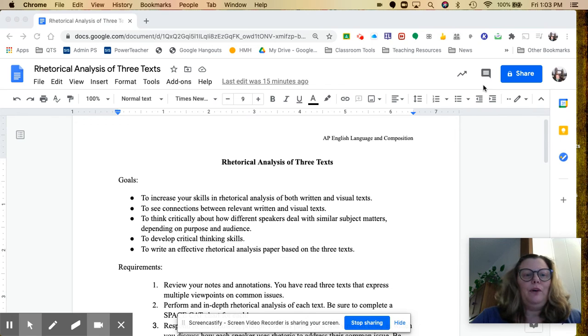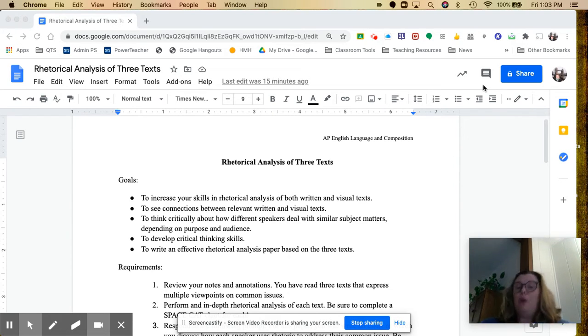Good morning, everyone. This is a quick overview of the paper you will be writing this week, which is the rhetorical analysis of three texts. Now, the texts that you're going to be looking at are the three that you've read in the past week and a half. So March, the graphic novel, dealing with visual elements in addition to text, Learning to Read by Malcolm X, and Learning to Read and Write by Frederick Douglass.